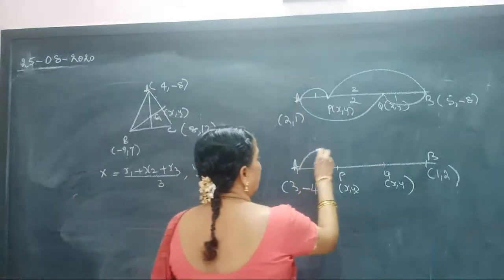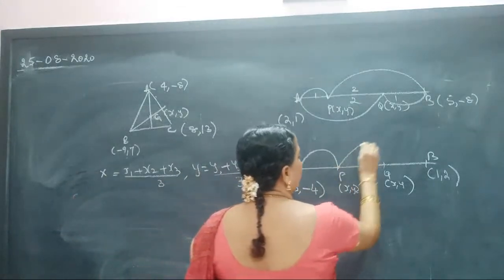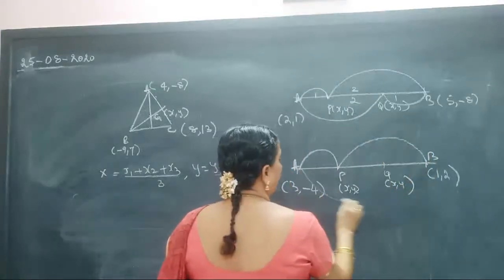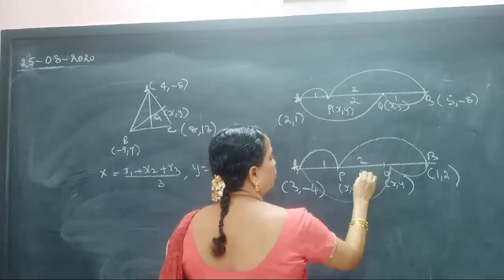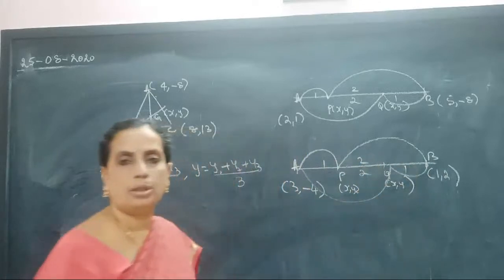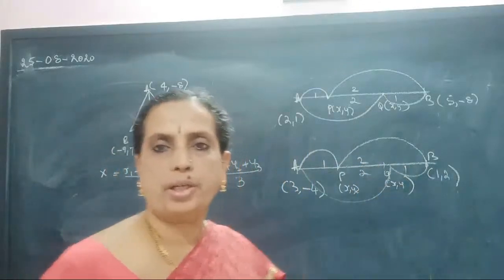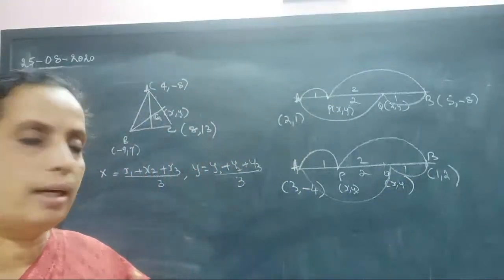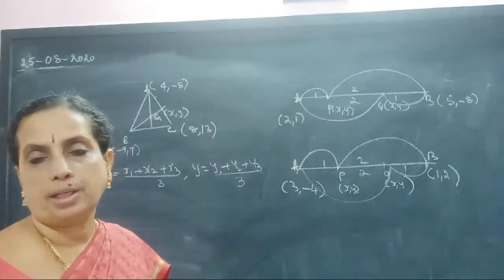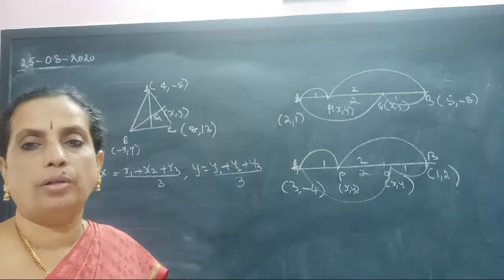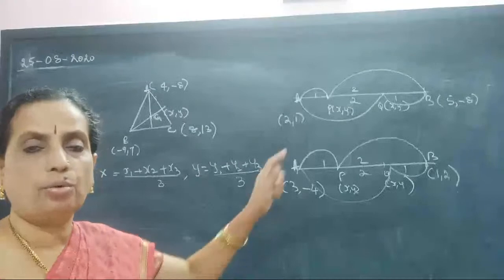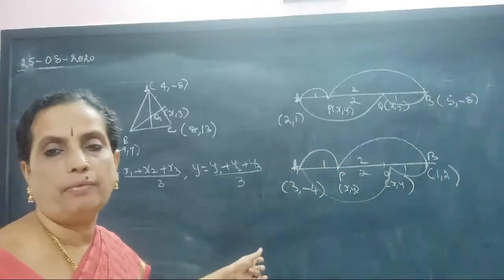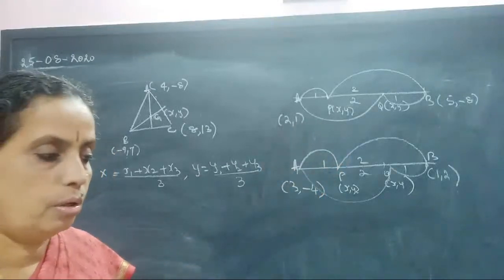That is, AP is to PB, AQ is to QB, 1:2, 2:1. Both have the same condition. It is trisected. You have to apply section formula to find out the ordered pair. Case 1 P(x, y), case 2 Q(x, y). Similarly for the second figure also.